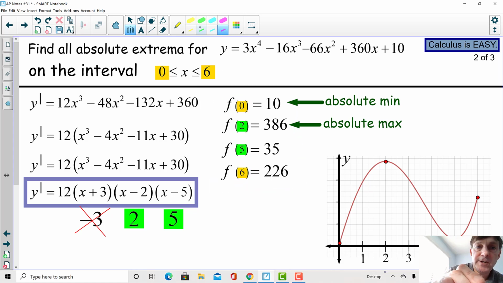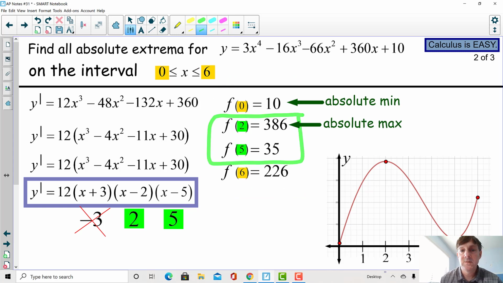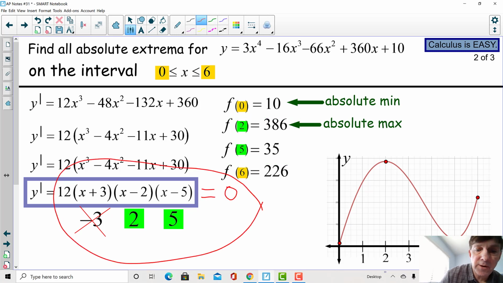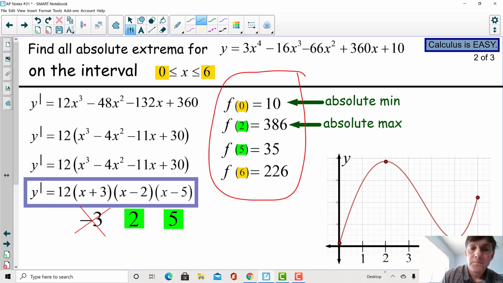The other thing that we have to check is the critical numbers. You'll notice after doing the derivative and setting it equal to 0, we're going to get 3 critical numbers, but one of them, which was -3, does not land inside of our interval. So you see I crossed it out. The only numbers that land inside of our interval are x equals 2 and x equals 5. So again, here's our final answer. We just take the two endpoints, x equals 0 and x equals 6, and we take our two critical numbers that land inside of our interval, x equals 2 and x equals 5.